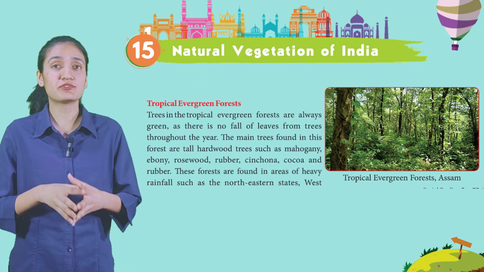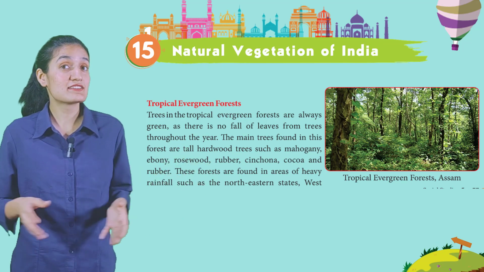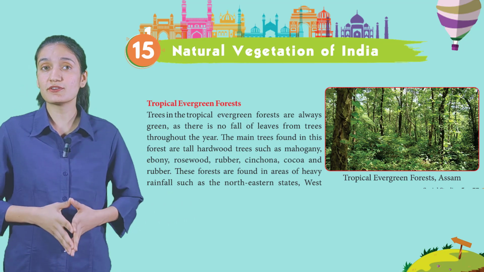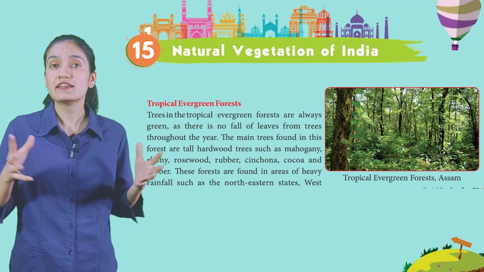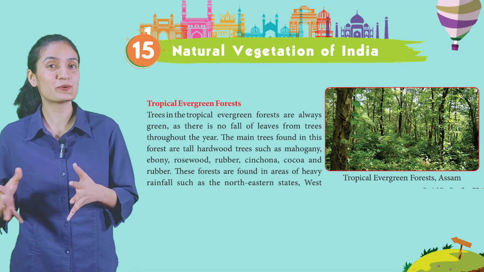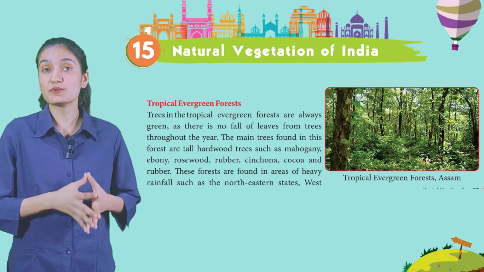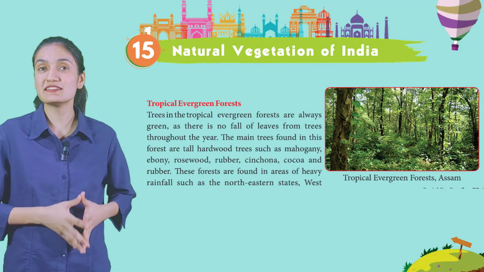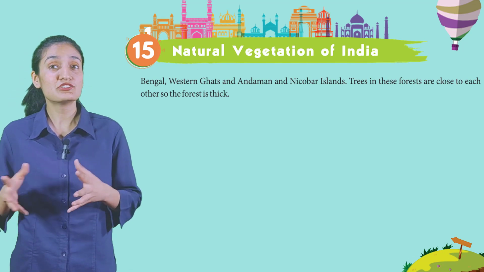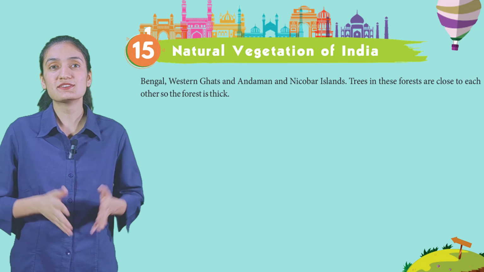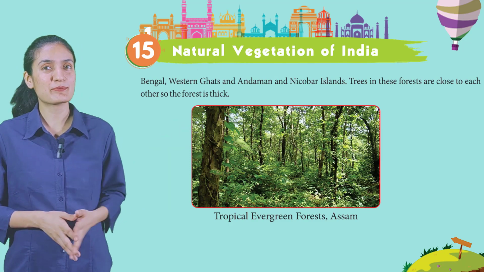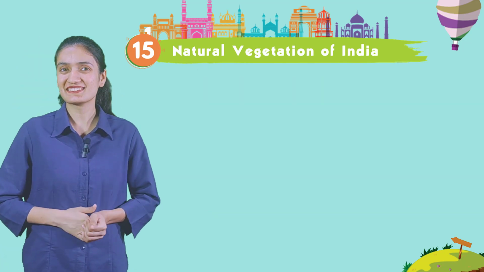Trees in the tropical evergreen forest are always green, as there is no fall of leaves from trees throughout the year. The main trees found in this forest are tall, hardwood trees such as mahogany, ebony, rosewood, rubber, cinchona and coca. These forests are found in areas of heavy rainfall such as the northeastern states, West Bengal, Western Ghats, Andaman and Nicobar Islands. Trees in these forests are close to each other so that the forest is thick. Here you can see the picture of a tropical evergreen forest, Assam. So students, have you ever been to a forest?